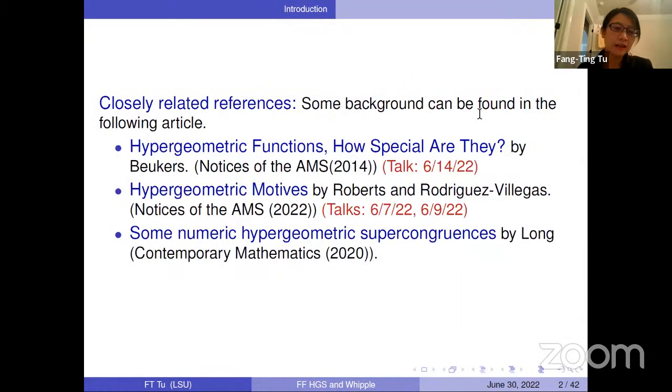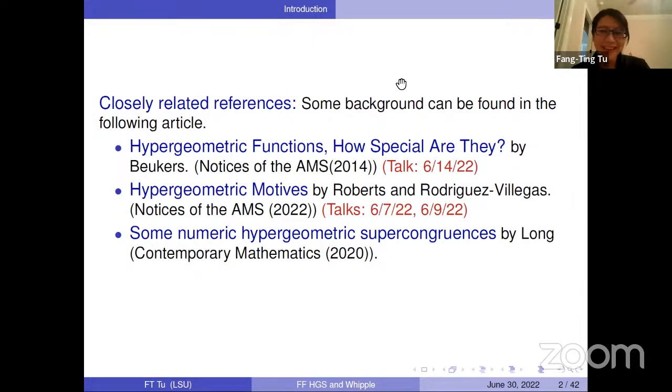Before I start here, I list the three articles by Boykers, Roberts, and Rogers, Viegas, and Long. I think they give a nice introduction about the hypergeometric functions, hypergeometric motifs, and also some examples and open questions related to this talk and my previous talk on supercongruence.